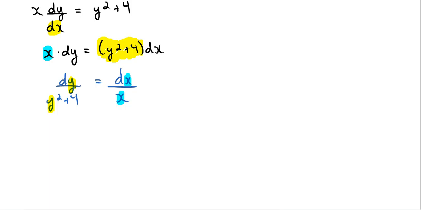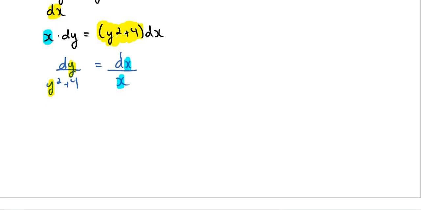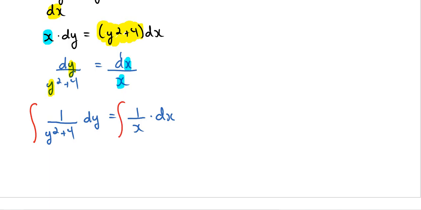Now, if you've done enough of these antiderivative problems, you'll recognize that you may want to rewrite these expressions as 1 over y squared plus 4 dy equals 1 over x times dx. And one of the reasons why I'm writing my expressions in that format is because once I take the antiderivative, it's very easy to find these kinds of expressions on your formula sheets and find the proper antiderivative.